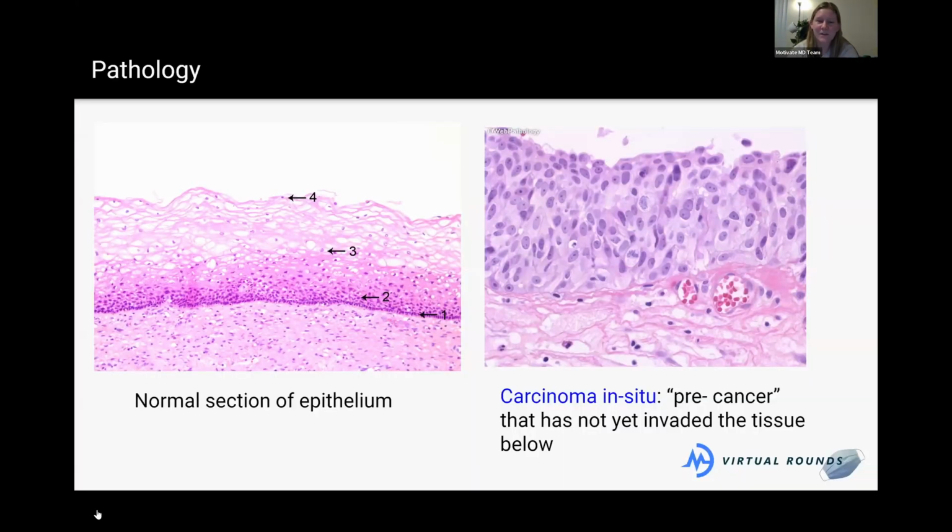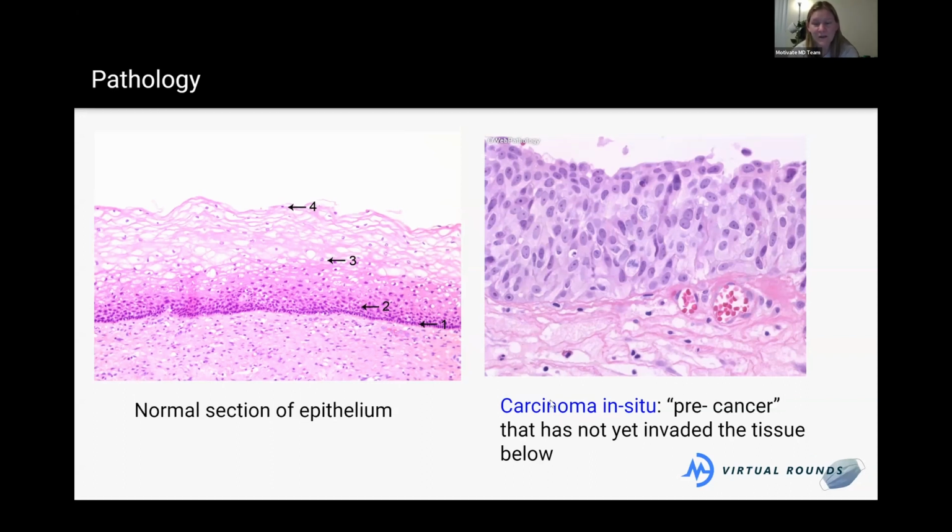Sorry. If we contrast that with what is called carcinoma in situ, or a precancer, technically these cells we would call cancerous, but the defining difference is that they are not invading the underlying tissue. There's no crossing of the basement membrane.